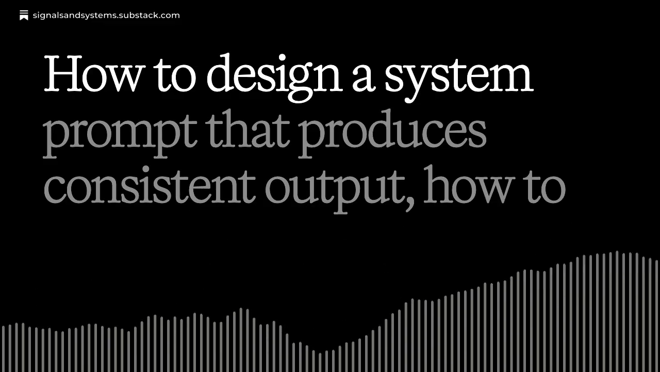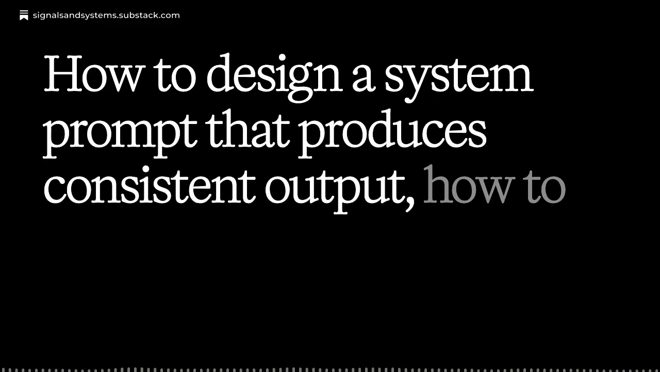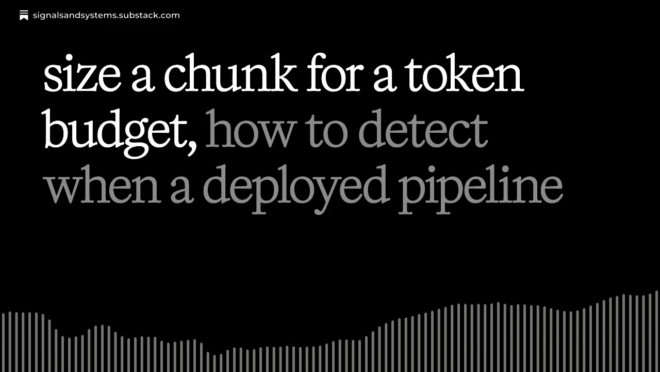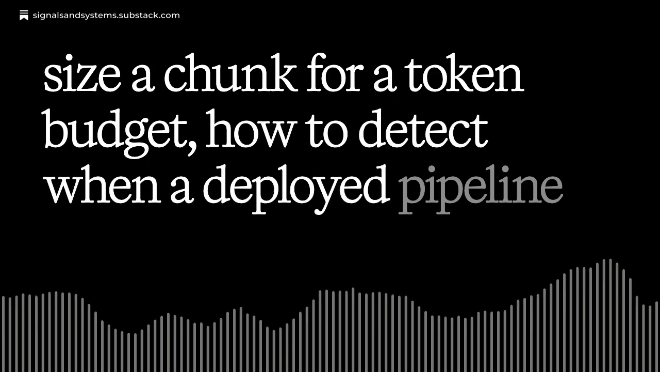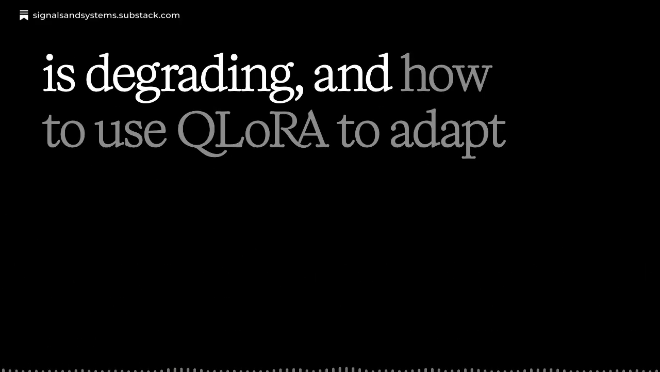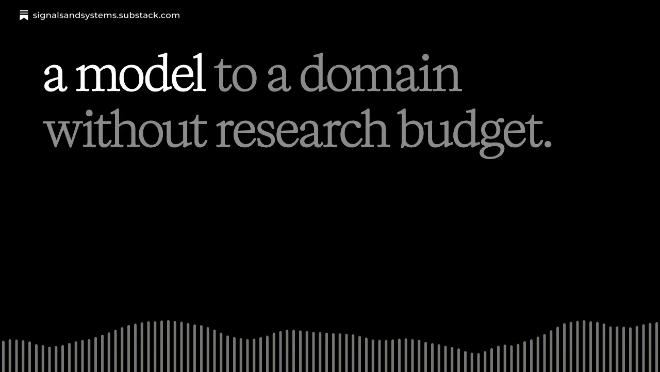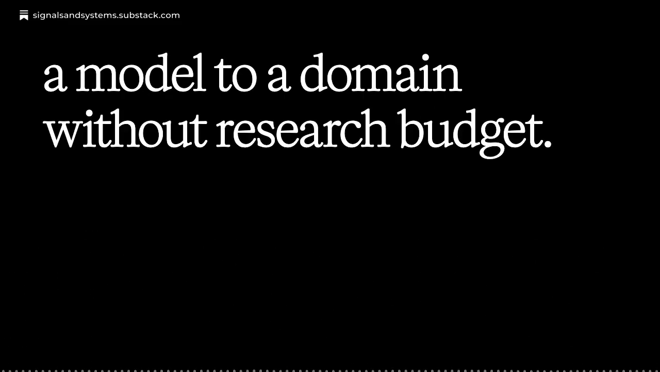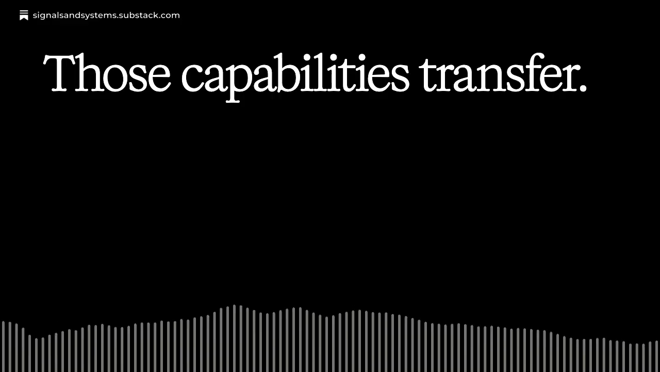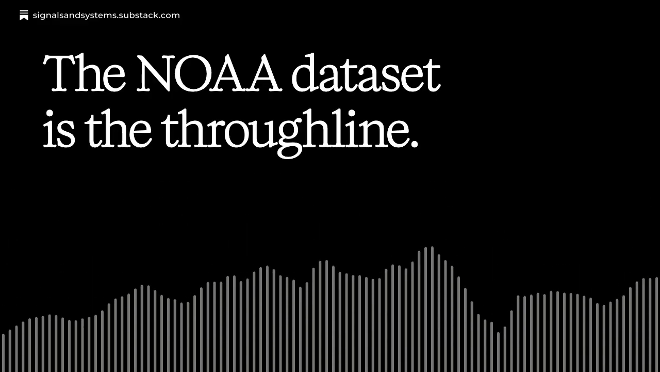How to design a system prompt that produces consistent output. How to size a chunk for a token budget. How to detect when a deployed pipeline is degrading. And how to use QLoRA to adapt a model to a domain without a research budget. Those capabilities transfer. The NOAA dataset is the through line.